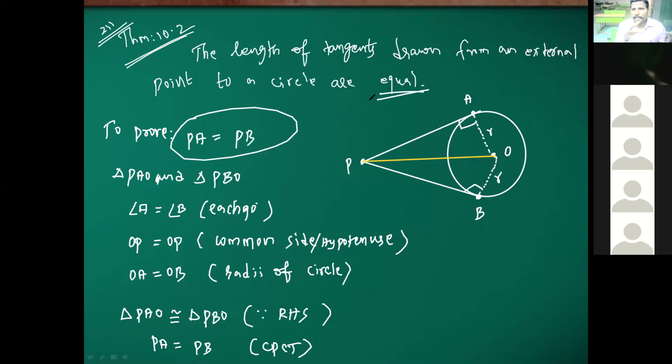If you want to write some theoretical things about the diagram, you just explain a few things. About the diagram, you can explain: the point P is the external point, A is the point of contact, B is the point of contact, and O is the center point of the circle. Like that, you just explain about this diagram. That's it. Understand?